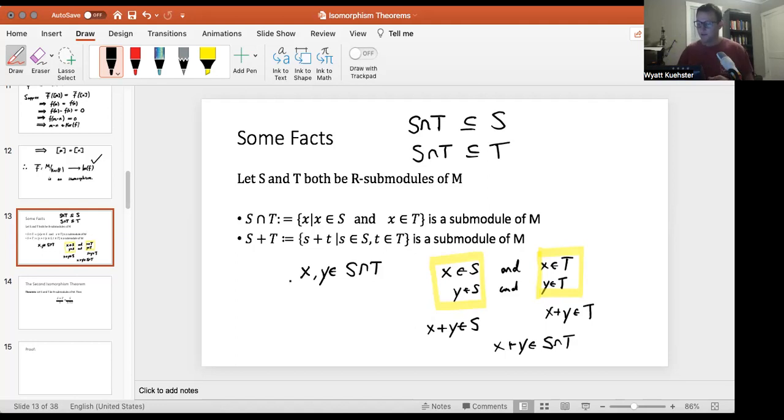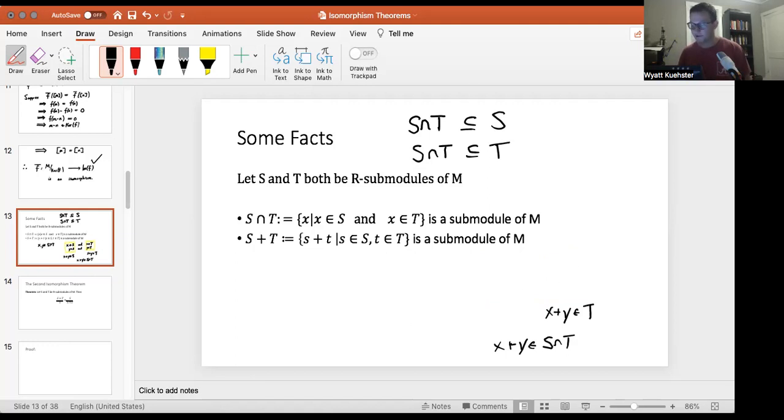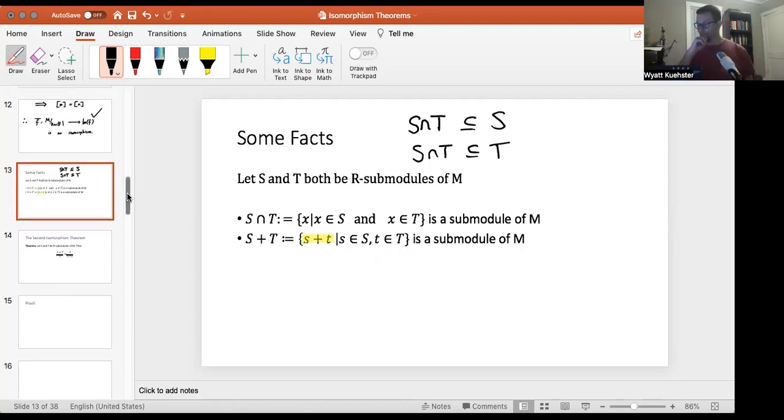And then the union, you can check for yourself. Try to prove that the union of two submodules is a submodule. You won't be able to do it. It's not a submodule. But one way that we can get a submodule that's bigger than two submodules that I pick is take their sum. And what I mean by the sum is take all of the elements of the form little s plus little t, where little s comes from S and little t comes from T. And that's a submodule as well. You can check that by yourself. It's not terribly hard to check it's a submodule. Just check that it's closed under addition and scalar multiplication.